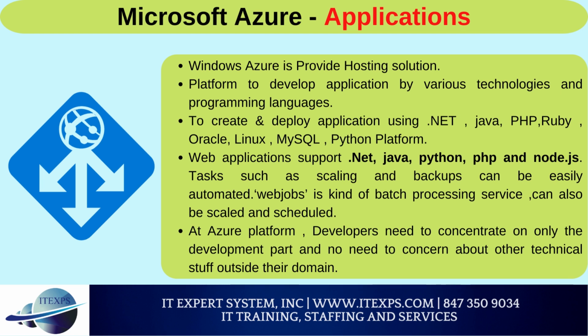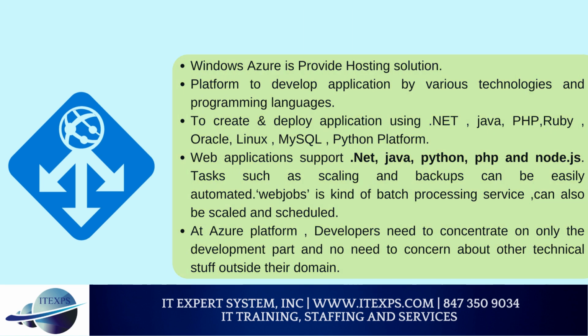Windows Azure Management Portal can handle increasing or decreasing traffic on a website or web application very easily. Load balancing can also be automated, which would allow Azure to decide for itself when to assign more resources to an application. Web applications support .NET, Java, Python, PHP and Node.js. Tasks such as scaling and backups can be easily automated. Web Jobs is a kind of batch processing service that can also be scaled and scheduled. On the Azure platform, developers need to concentrate only on the development part and need not concern themselves with other technical stuff outside their domain.